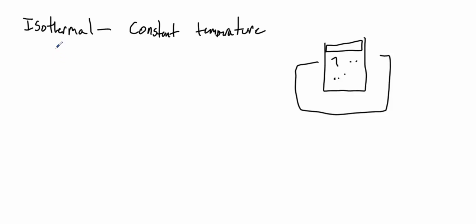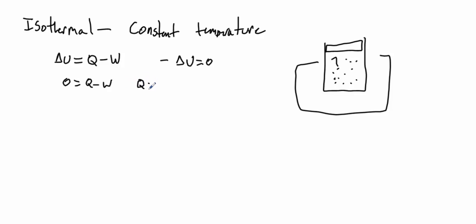Now let's go back to our first law of thermodynamics, conservation of energy. Change in internal energy is equal to the heat added to the system minus the work done by the system. Now, if we're keeping this thing at a constant temperature, remember that means the internal energy can't change, because the only internal energy of a gas is kinetic energy, and if the temperature doesn't change, the kinetic energy doesn't change. So what I have for an isothermal thing is that the change in thermal energy is equal to 0, which means 0 equals Q minus W, which also means that Q is equal to the work done.